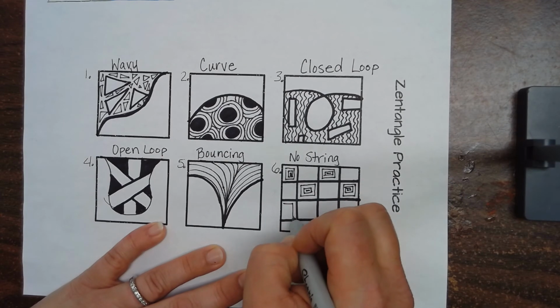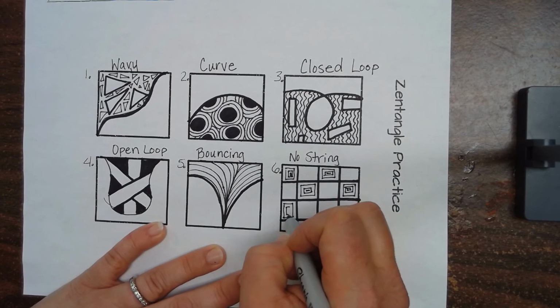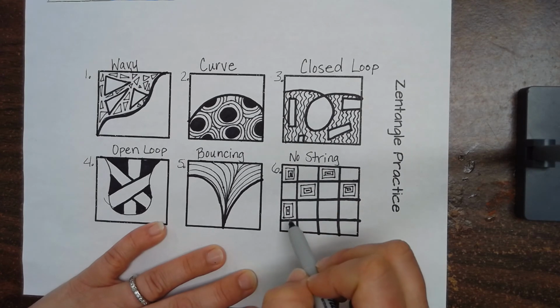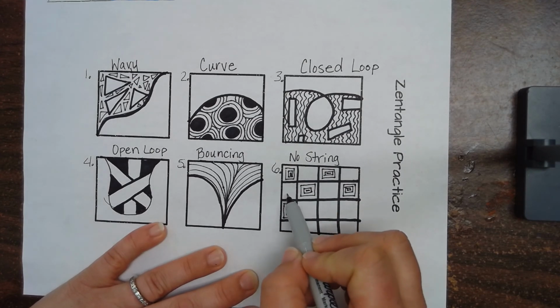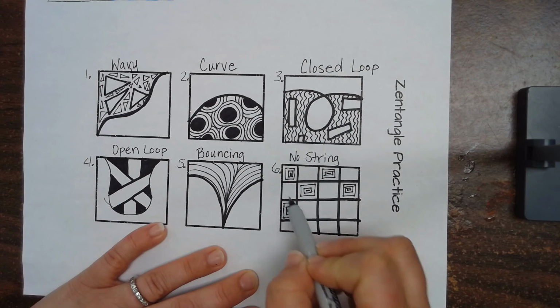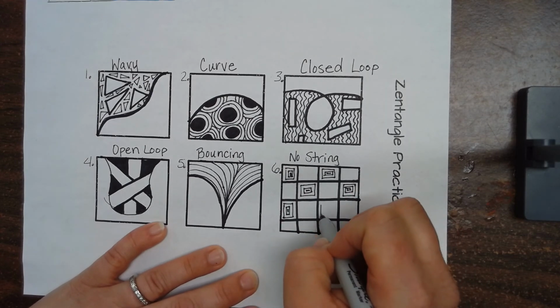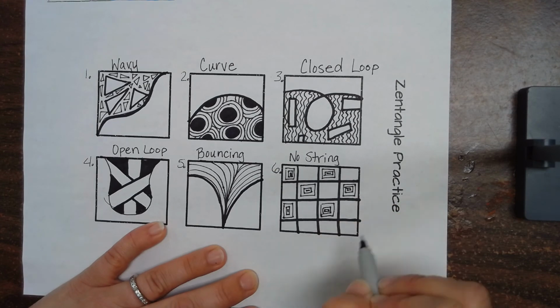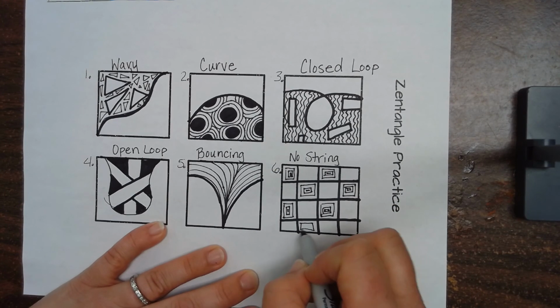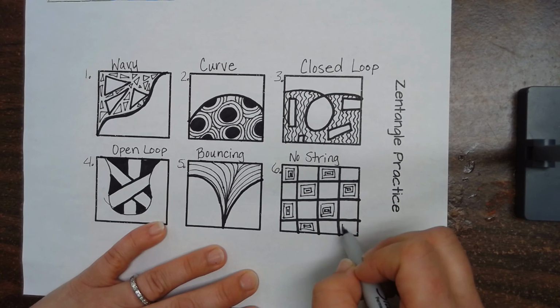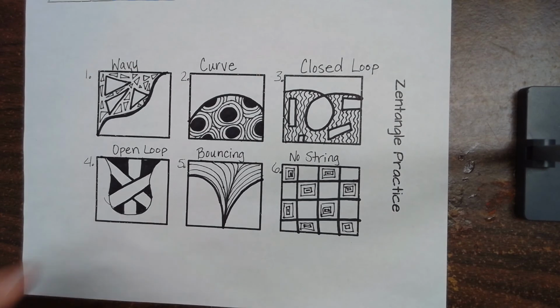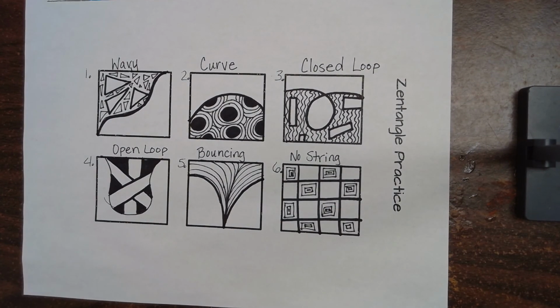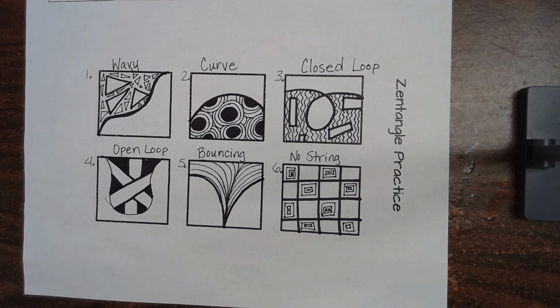We're just going to continue that pattern so that each one of these that I'm marking in has an empty one below it, on top of it, next to it, just like a checkerboard pattern. All right, and there you have an example for the nose string box to be filled in.